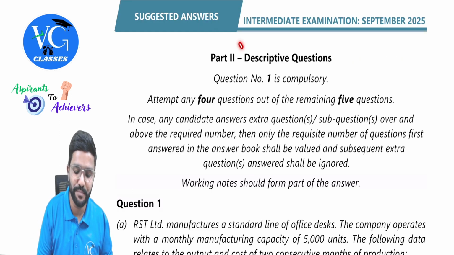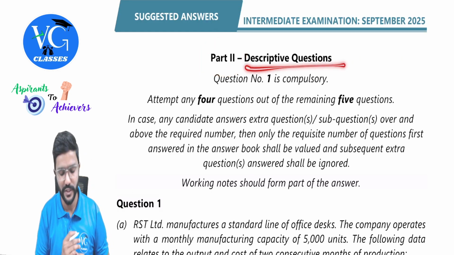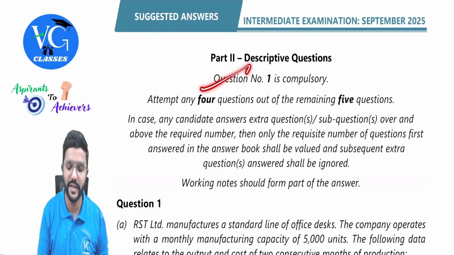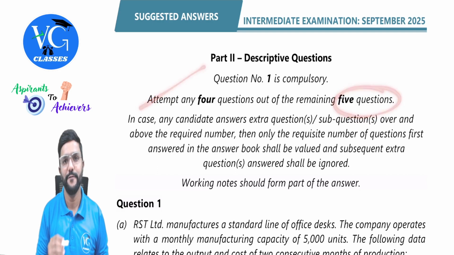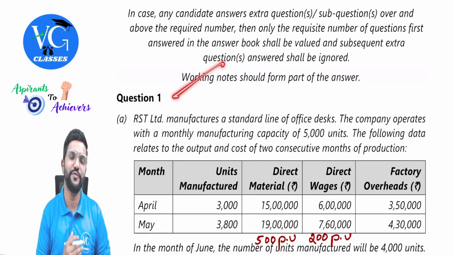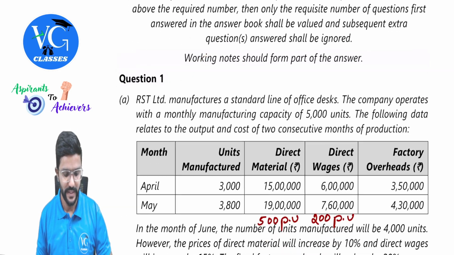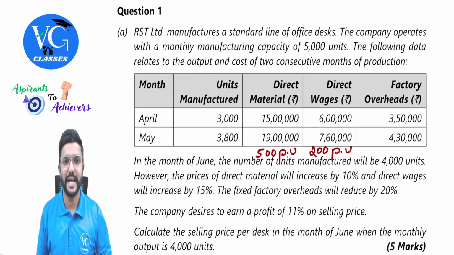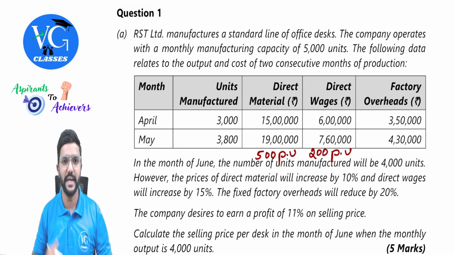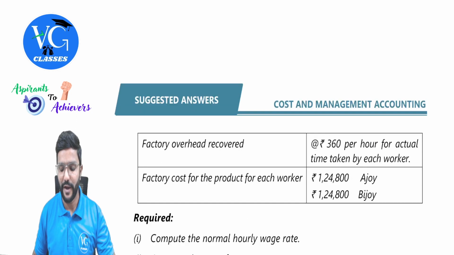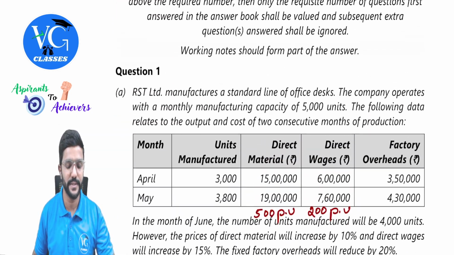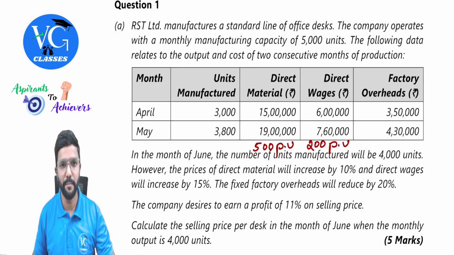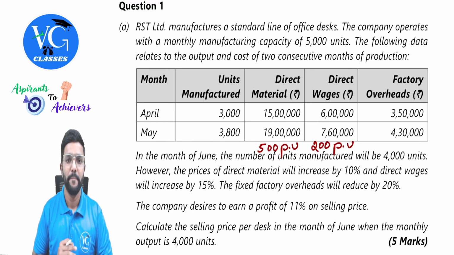Now we will discuss part 2, which is the descriptive questions. As usual, guys, question number 1 is compulsory, and out of the remaining 5 questions, you need to answer any 4. And working notes should form part of the answer. Question number 1 has 3 sub-questions, A, B, and C. A and B are for 5 marks each, and C is for 4 marks. Total is 14 marks. First question is compulsory, so please be careful. We will start with A.